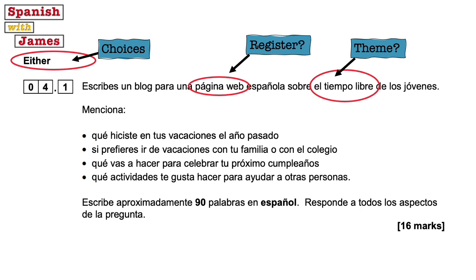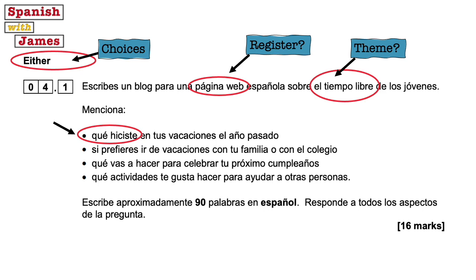So this one's asking you to write a blog for a website. So this should make you think about what sort of language you're going to use. You could start off by saying, hello, welcome to my blog, or something like that. You don't have to, but sometimes it might ask you to write a letter to a friend, in which case you might say, hello, I hope you're well, and things like that. So think about the register, and then we'll have a look at the bullet points.